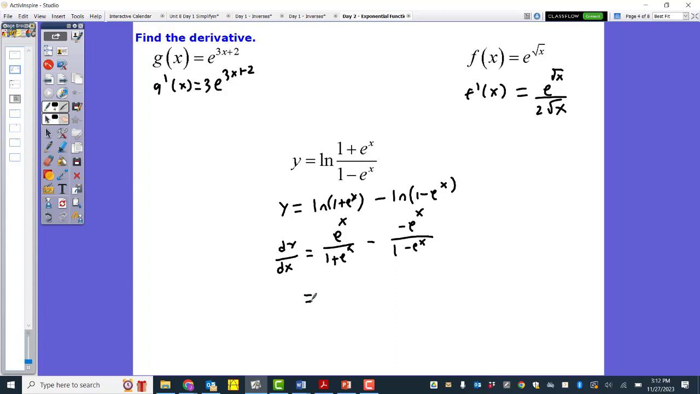If we get common denominator, we get e to the x minus e to the 2x plus e to the x plus e to the 2x over 1 minus e to the 2x, because multiplying the denominators we get a difference of squares. That leaves us with 2e to the x over 1 minus e to the 2x. All right?